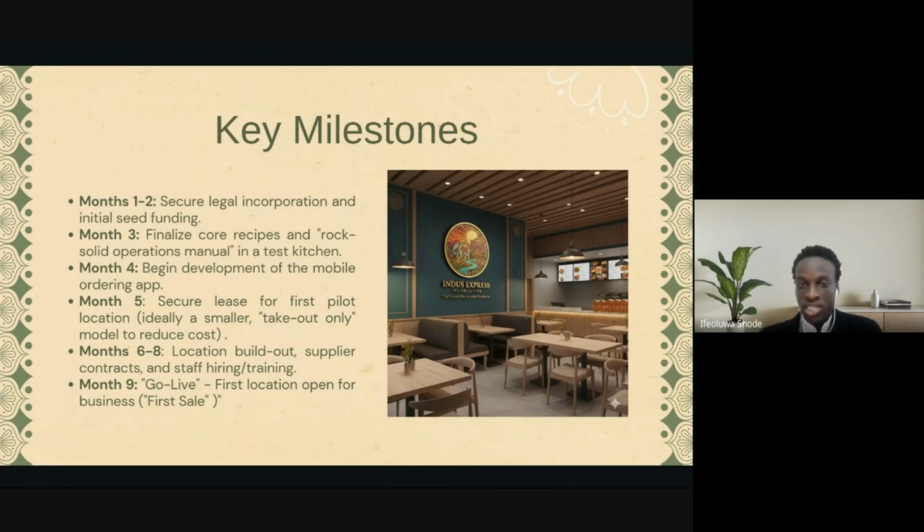So to bring Indus Express to life, we have a clear and de-risked timeline. In months 1 and 2, we focus on legal groundwork, incorporating and securing our seed funding. By month 3, we move into the test kitchen phase. This is where we finalize our recipes. We write that rock solid operation manual before we even sign a lease.